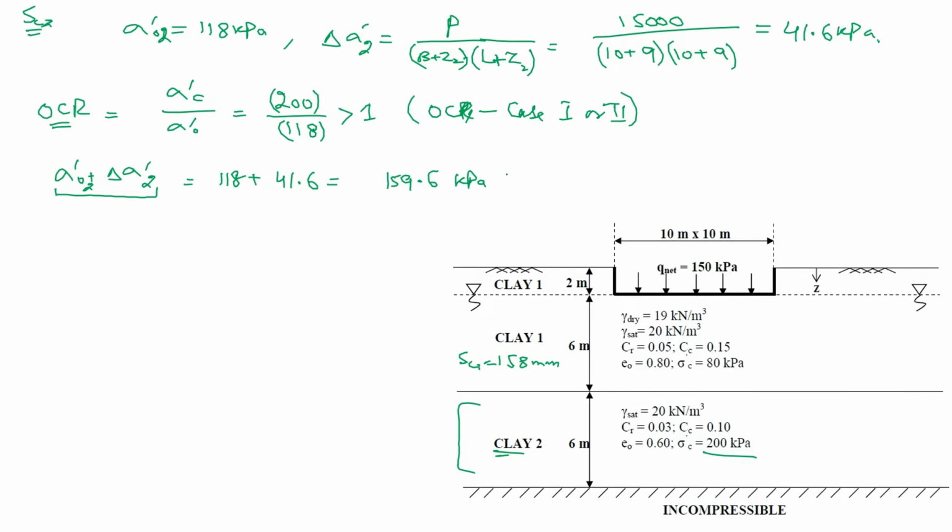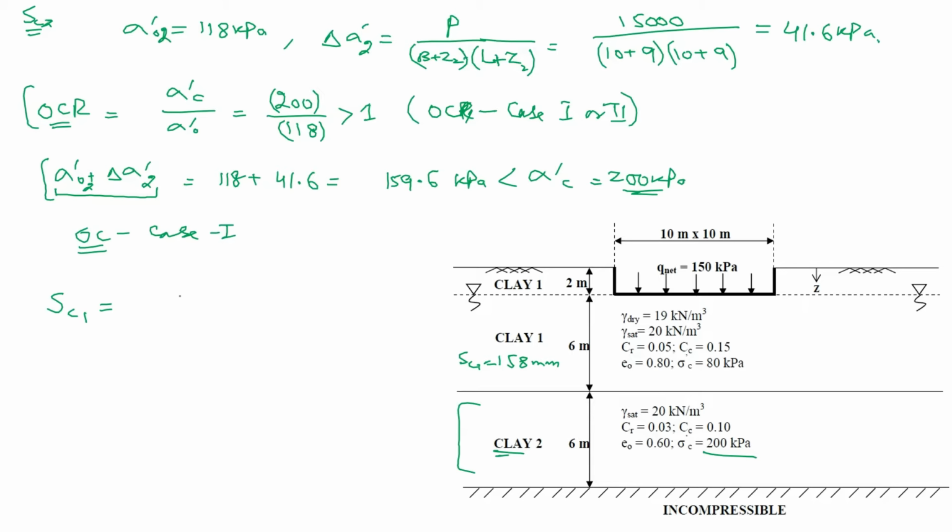so what can we say? This is less than sigma prime C because sigma prime C is 200 kPa for soil layer 2. So we can say that this is OC case 1. Case 2 is when the sum of these stresses is greater than sigma prime C, but now this sum is lesser than sigma prime C. So we can say that this is over consolidated, confirmed here, and case 1 is confirmed here. So what is the formula for over consolidation?